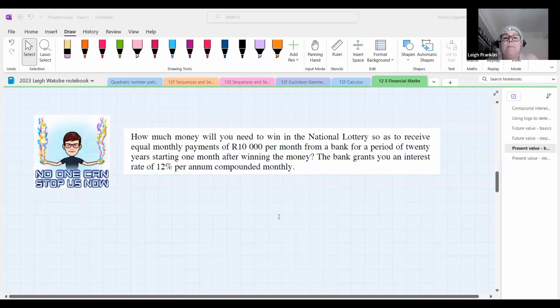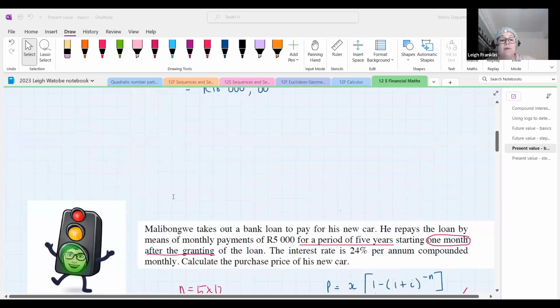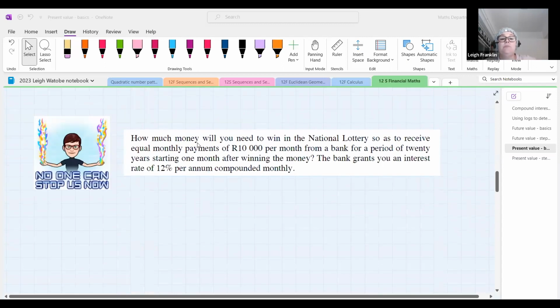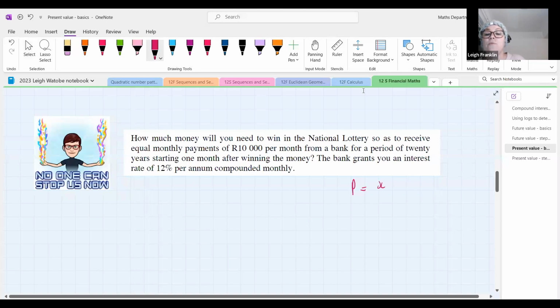All right, so this is just to show you what I was trying to say at the beginning about the lottery win. How much money will you need to win in the national lottery so as to receive equal monthly payments of 10,000 Rand per month from a bank for a period of 20 years, starting 1 month after winning the money? The bank grants you an interest rate of 12% per annum compounded monthly. Try this question as well, Matrix. So again, I'm going to put the present value formula here for you.